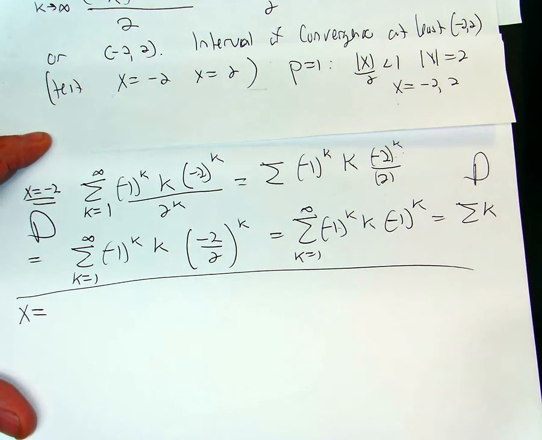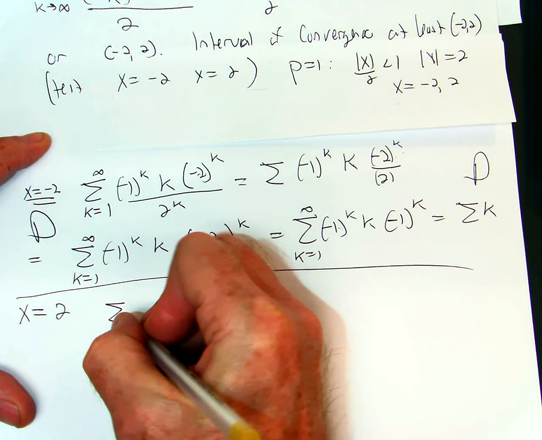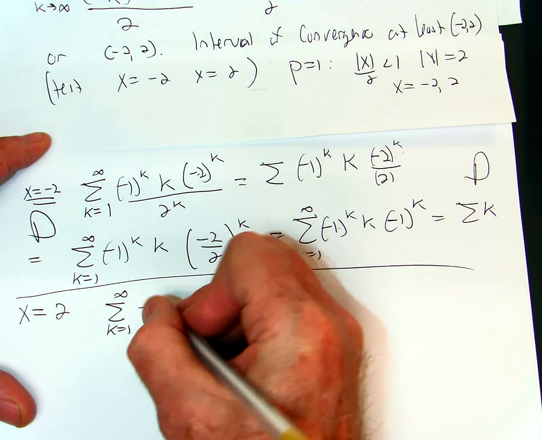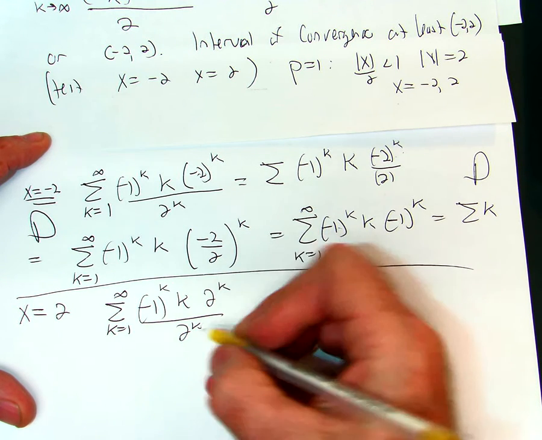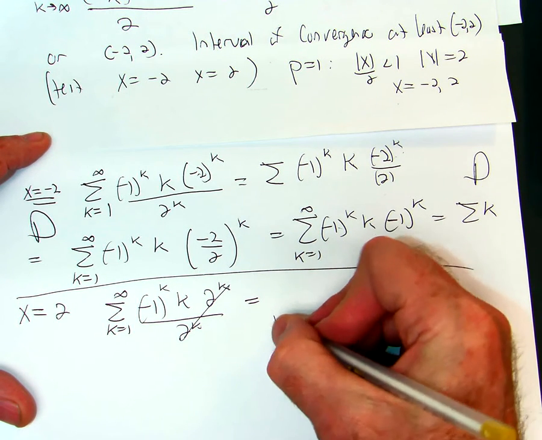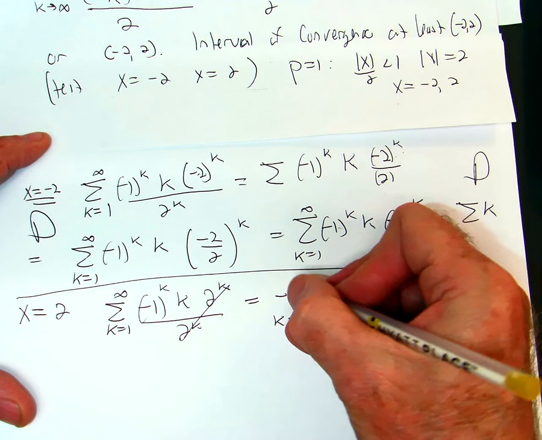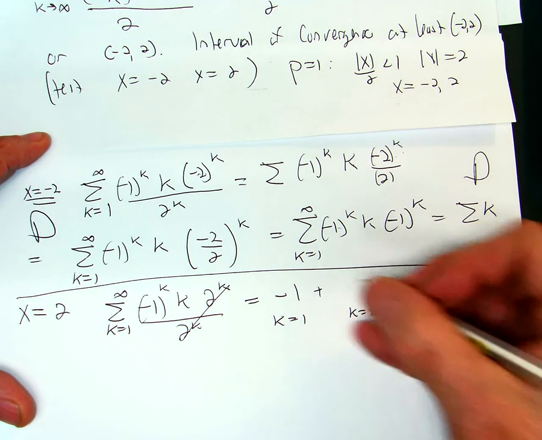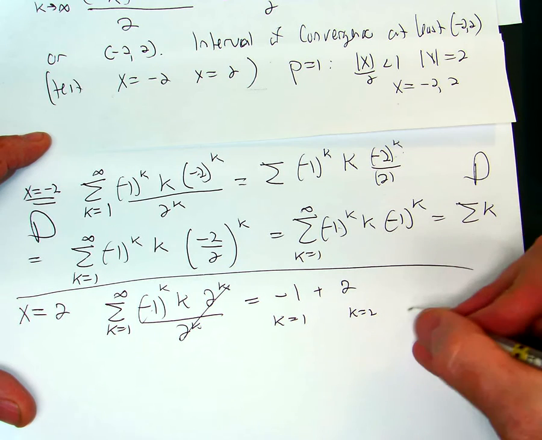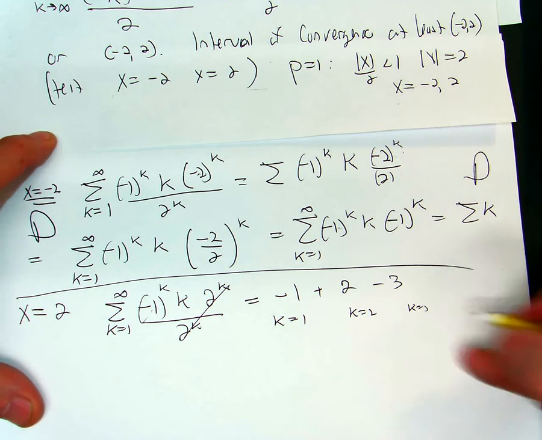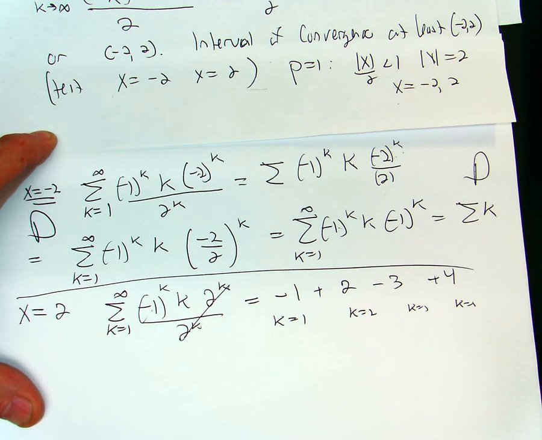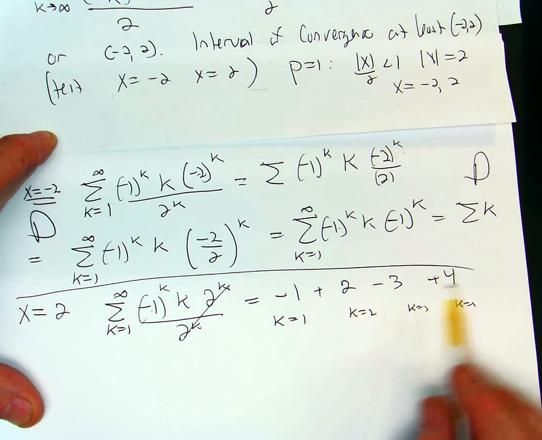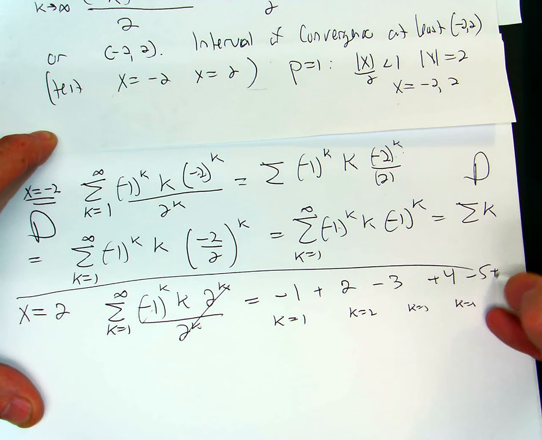That series diverges. So when I plug in 2, I'll do this a little quicker so you can see I get minus 1 to the k, 2 to the k, over 2 to the k. That's going to cancel. So let's write out a few terms. I get negative 1. When k is equal to 2, I'm going to get positive 2. When k is equal to 3, I'm going to get minus 3. When k is equal to 4, I'm going to get plus 4. And what's going to happen here? Minus 1 plus 2 is 1, minus 3 is minus 2, plus 4 is 2. Then minus 5 plus 6, I'm going to get a 1.